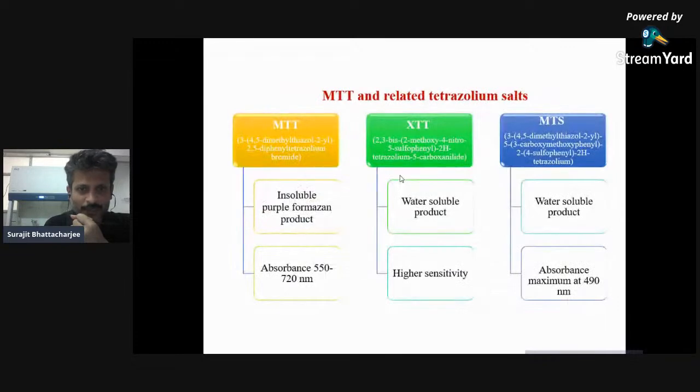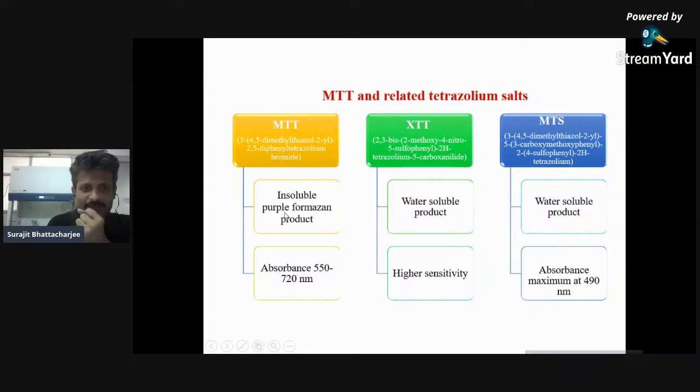In addition to MTT, we can use related tetrazolium salts like XTT and MTS. The main difference between these three compounds is that MTT gives an insoluble purple formazan, whereas XTT is a water-soluble product and its sensitivity is higher. MTS is also a water-soluble product, with an absorbance maximum at 490 nanometers.